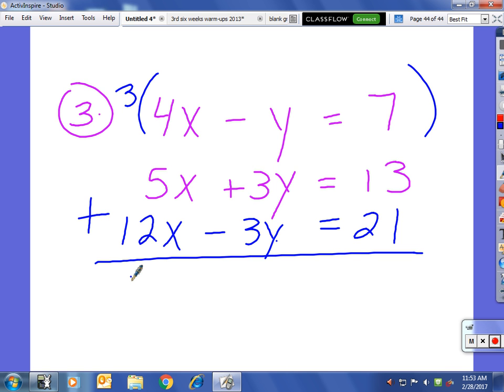And I'm getting what? 17x equals 34. What does x equal? 2. Now go back and put 2 back into any one of the equations, either the 2 pink original ones or even the new blue one that we just made. Put a 2 back in for x somewhere on any of those three equations up there. Whichever one you think looks the easiest.